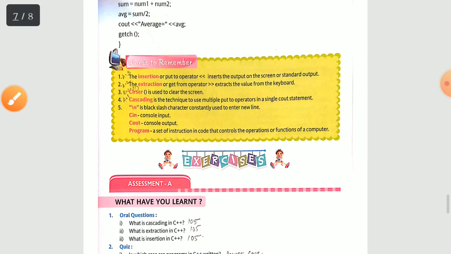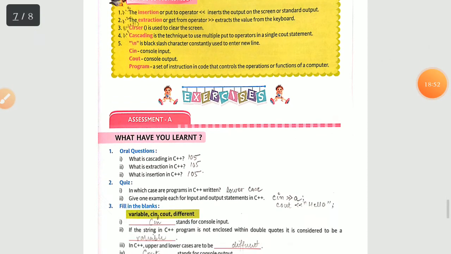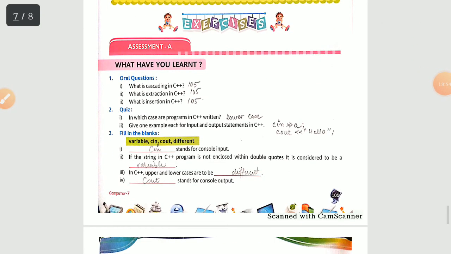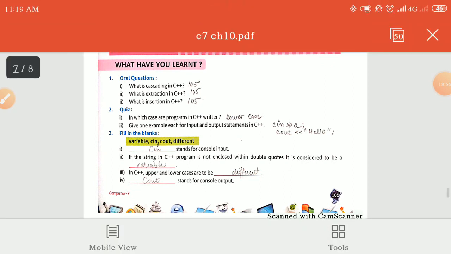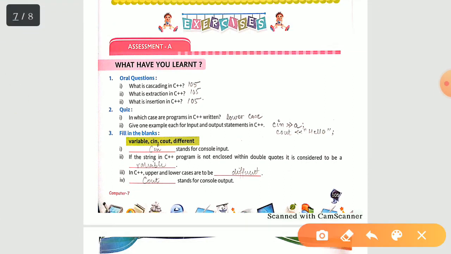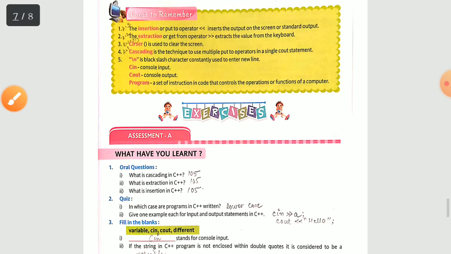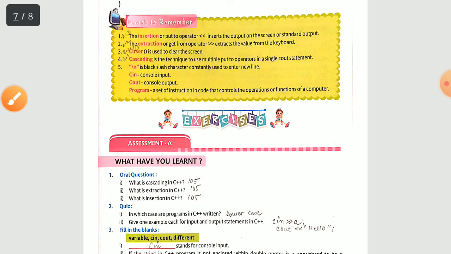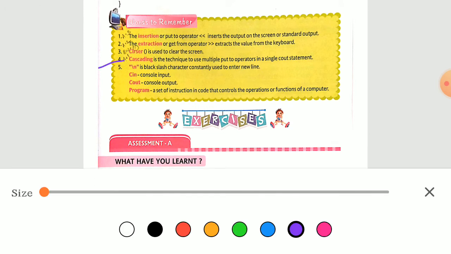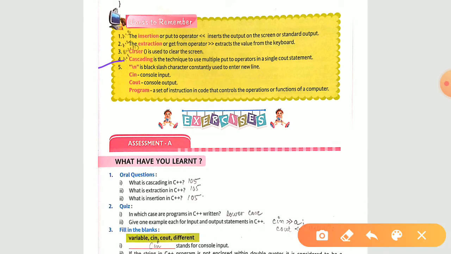Coming towards these words to remember, again you already know that words to remember आपको आपकी copy में लिखने होते हैं. Now directly coming towards your exercise portion. So see the first question, what is cascading in C++? Now coming towards your words to remember, you have this fourth point, cascading. Okay, this one you have to write down. Cascading is a technique to use multiple put to operators in a single cout statement. Till cout statement you have to write down the first answer.